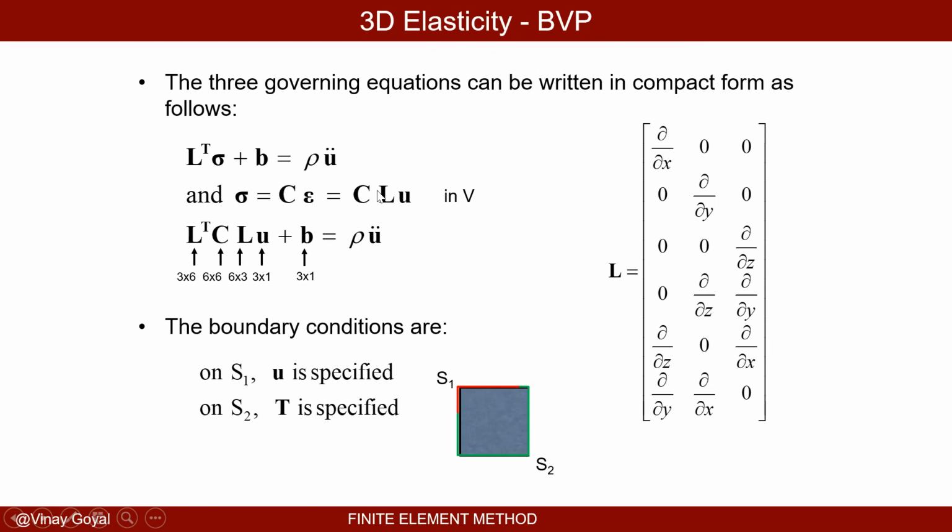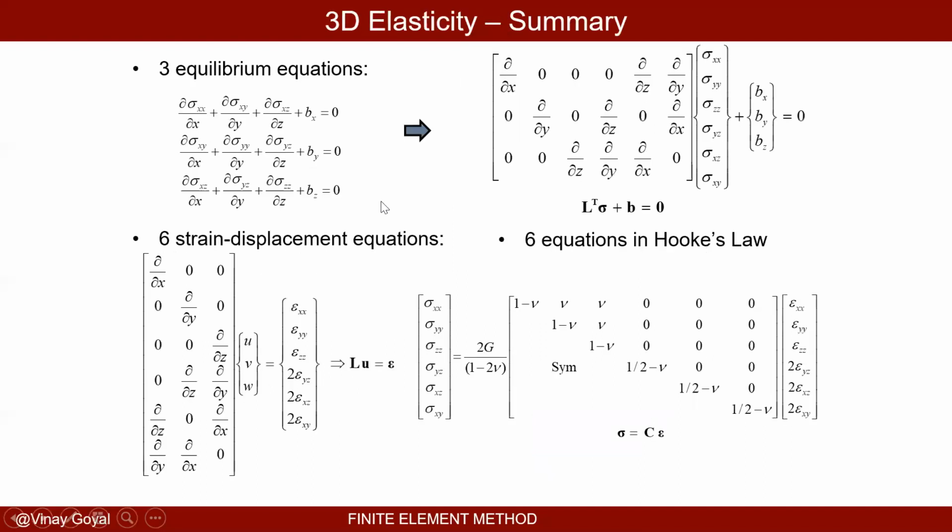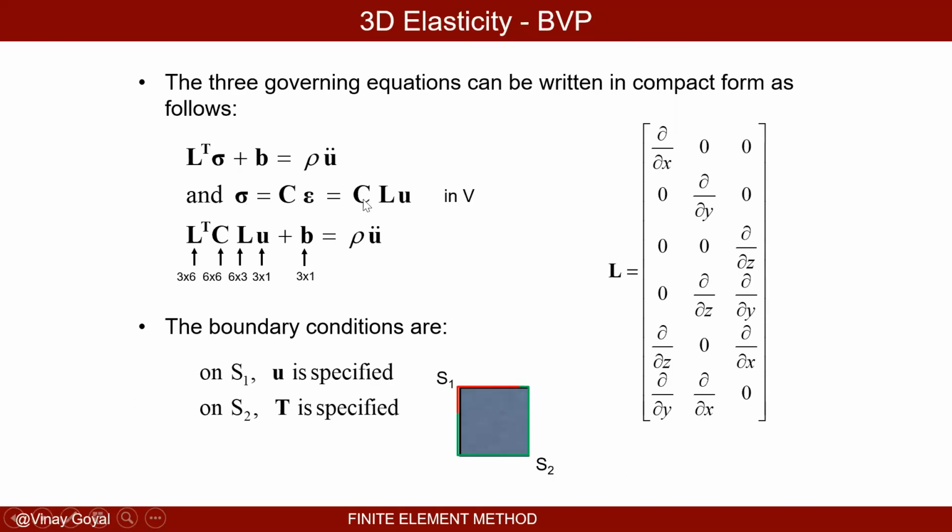Epsilon bold is L bold times U bold, and you can see here that the strain is L bold times U bold. Now we can plug all this into this equation, so we get that plus B bold equals rho U bold double dot. What you see here is a single equation that only depends on deflection. So we've simplified the problem, and really, we're after deflections. That's really what we're after.